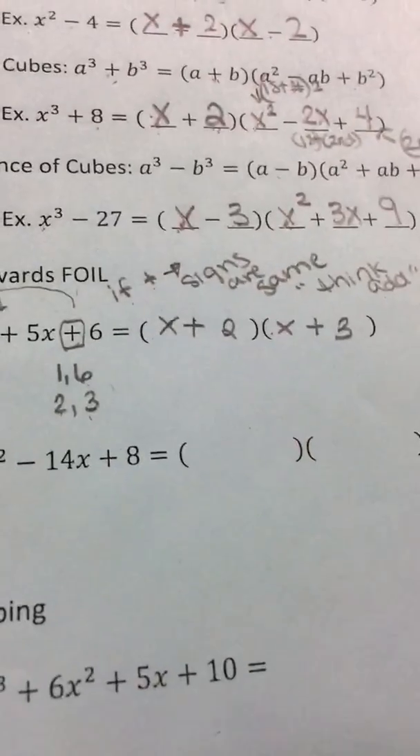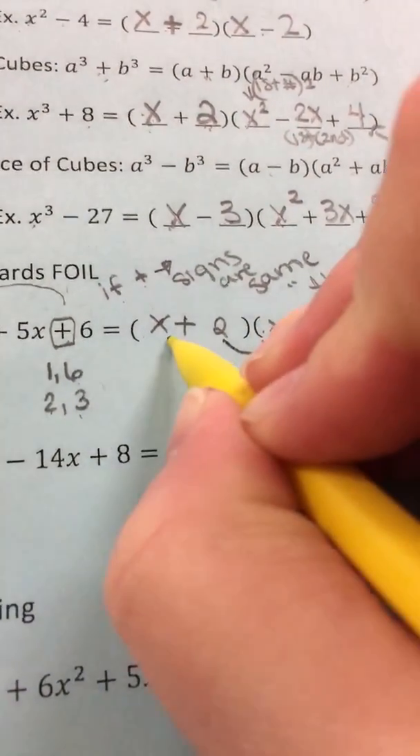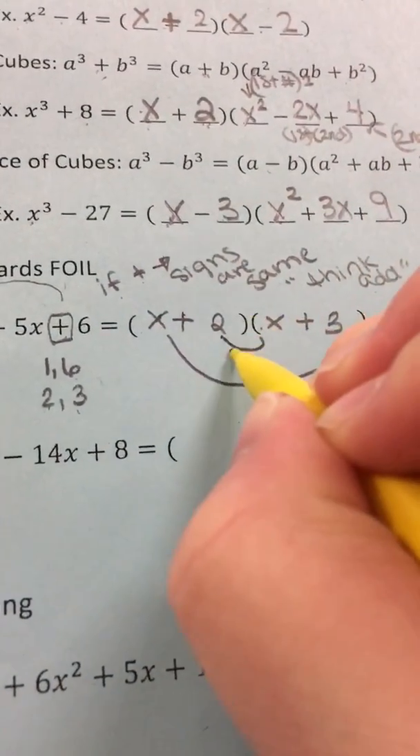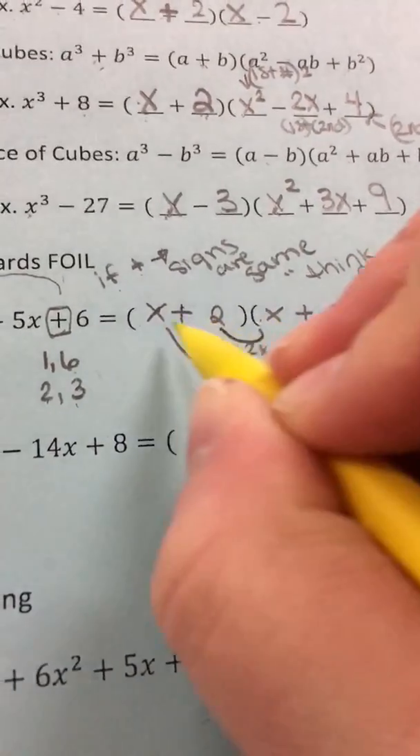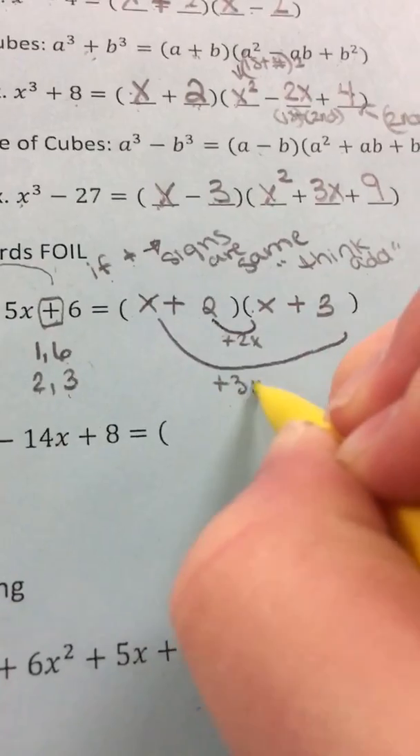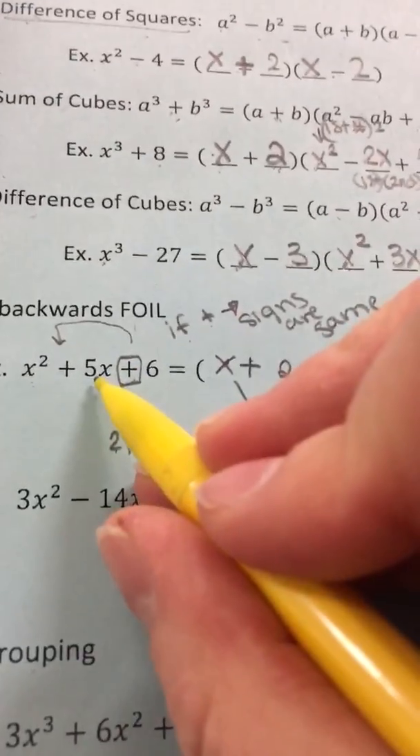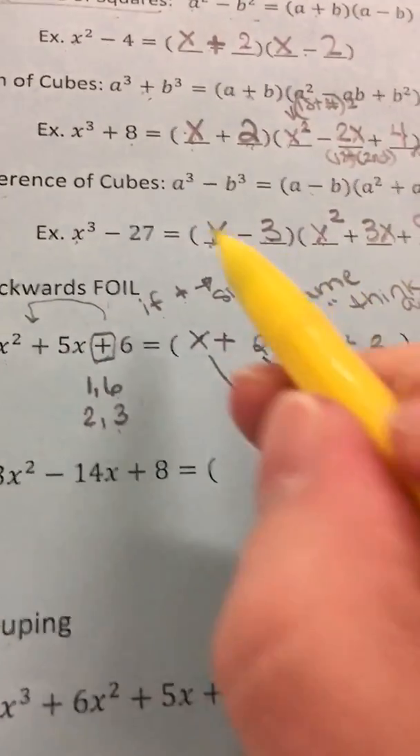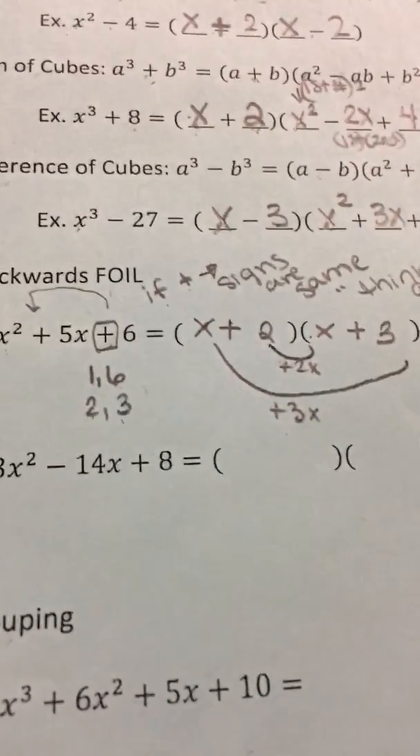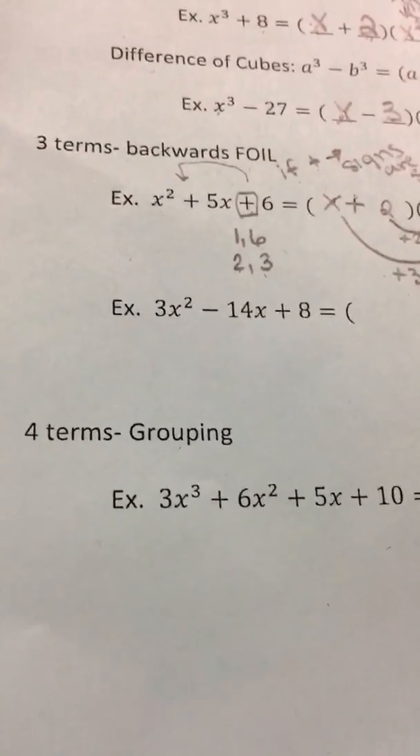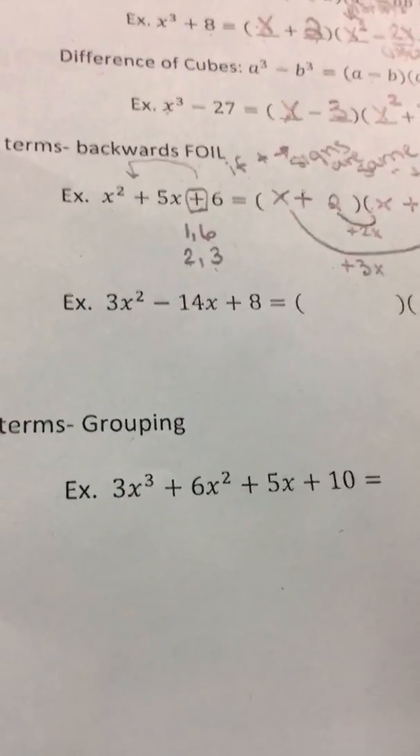What I always say is check with your loops. So draw in 2 loops here and here. This gives me a positive 2 times x is plus 2x. Positive 3 times x is plus 3x. Do those add to get me that middle term? They sure do, so that is my answer. Okay, you're going to have to do quite a few of these to catch on. So we're going to try to fill out this example one.